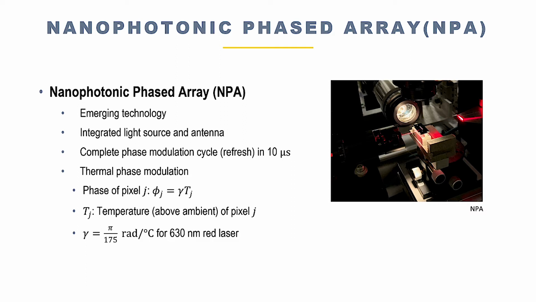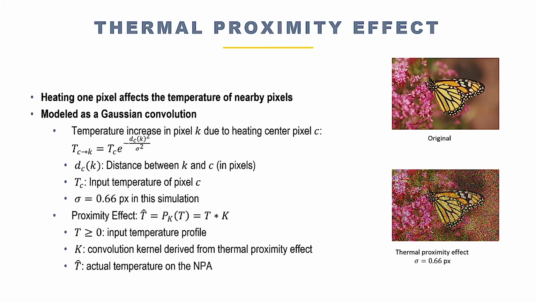The phase modulation in our NPA is based on thermo-optics. Temperature adjusts the refractive index, and therefore the phase. The modulated phase at the pixel is linear to its temperature above the ambient. This thermal modulation leads to the thermal proximity effect, where heating one pixel affects the temperature of nearby pixels.